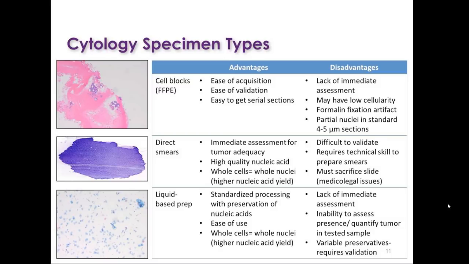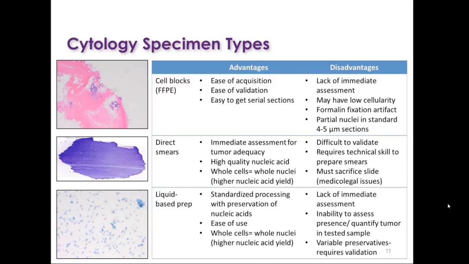The problem with cell blocks is that there is no immediate assessment, right? So there is a lot of variation in cellularity. Even when an FNA procedure may have on-site assessment, you cannot always guarantee that you'll get a good cell block. So they frequently suffer from a lack of cellularity. The other issue with a cell block is that these are formalin fixed, and formalin fixation causes artifacts. So they're not the most ideal substrate for PCR-based testing.